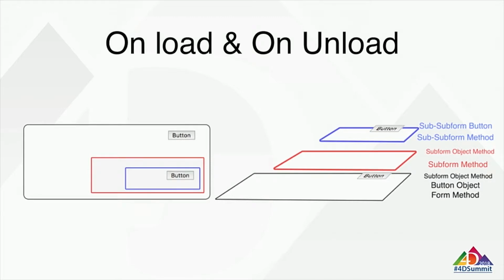The thing about onload, so we load this form, and what happens? The very first thing that fires is the blue button onload event. Then the blue subform form method. Then the red subform's subform object method. Then any objects that might be on the red subform. Then the red subform's form method. Then the black button method. Then the subform object method from the black form. Then any other objects on the black form.